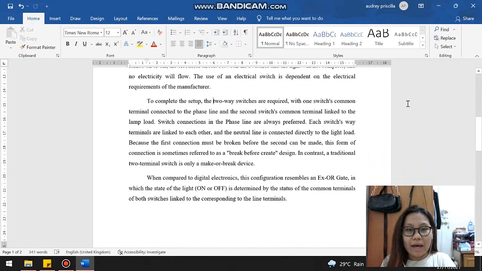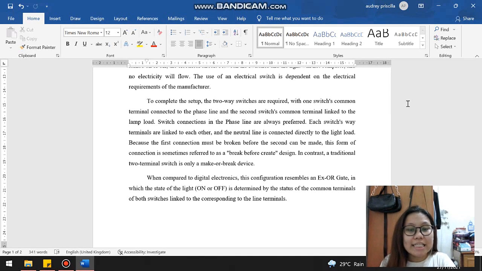To complete the setup, two-way switches are required, with one switch's common terminal connected to the phase line and the second switch's common terminal linked to the lamp load. Switch connection in the phase line is always preferred. Each switch's way terminals are linked to each other and the neutral line is connected directly to the light load. Because the first connection must be broken before the second can be made, this form of connection is sometimes referred to as a break-before-make design.